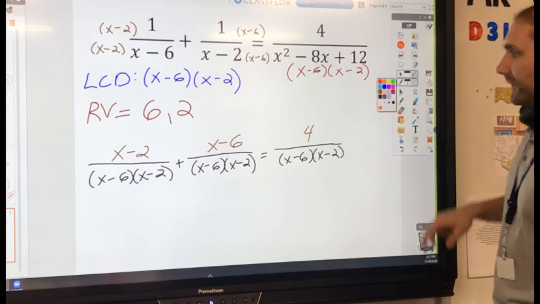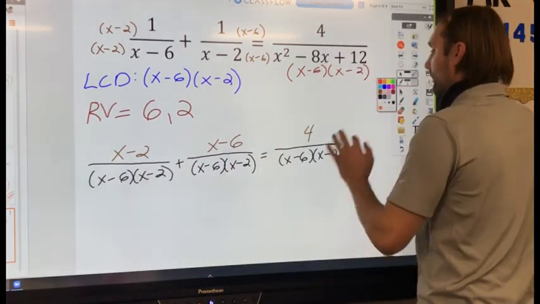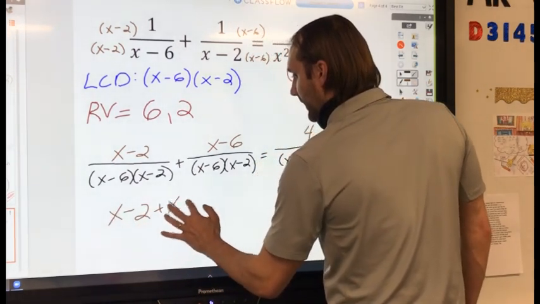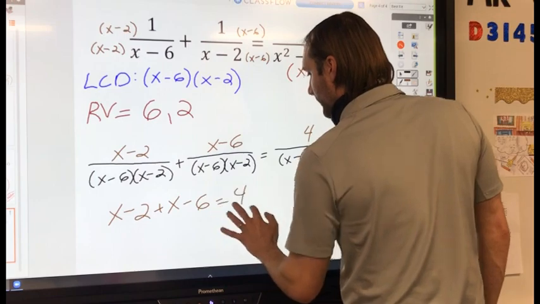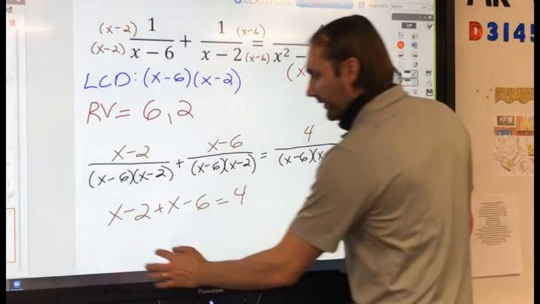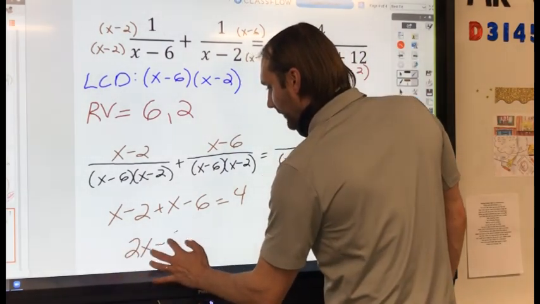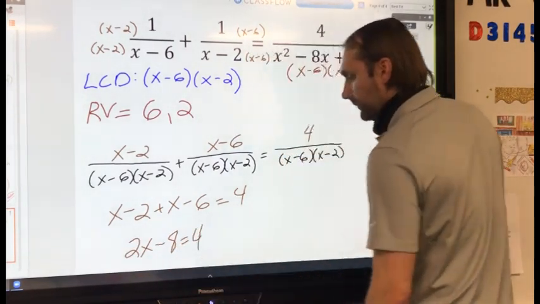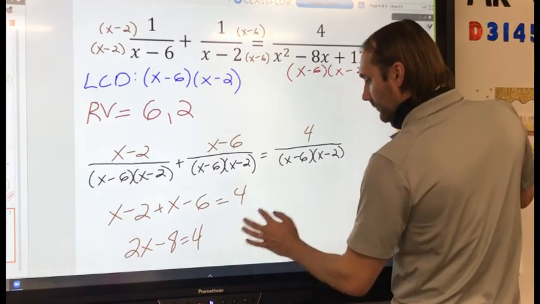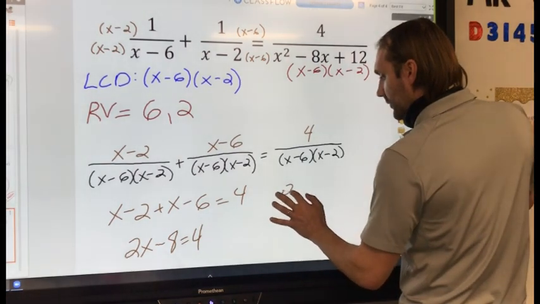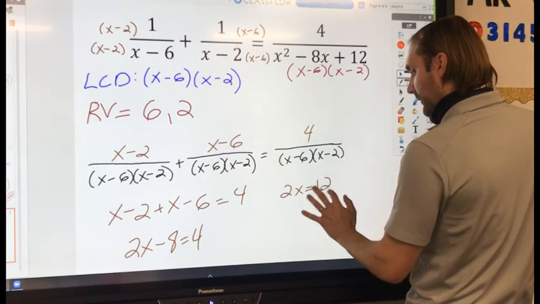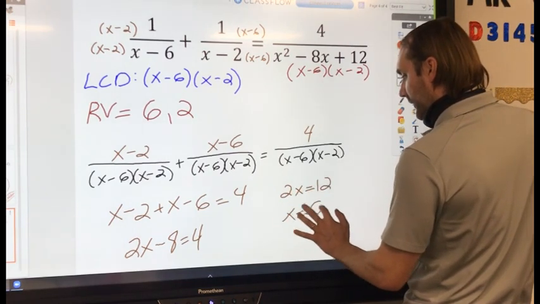Now what we want to do is look at only the numerator. So that has x minus 2 plus x minus 6 equals 4. And solve for x. So add my x's together gives me 2x minus 8 equals 4. Add 8 to both sides. Gives me 2x equals 12. Divide by 2, x equals 6.